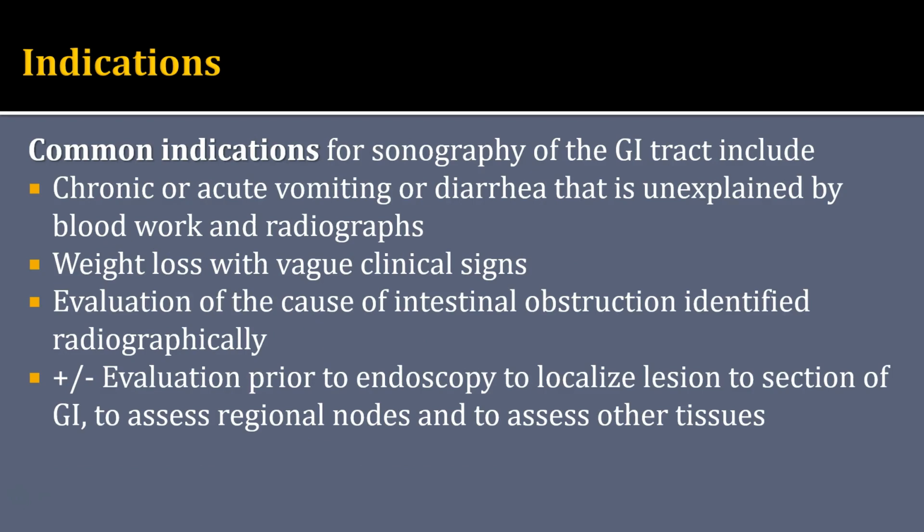This slide just lists some common indications for ultrasound of the GI tract. Certainly things like vomiting or diarrhea, maybe weight loss and clinical signs. Sometimes we identify the obstructive pattern on radiographs, but prior to going to surgery, we might want to see what the cause is. Is it actually a wall lesion like a tumor, or is it a luminal lesion like a foreign body?